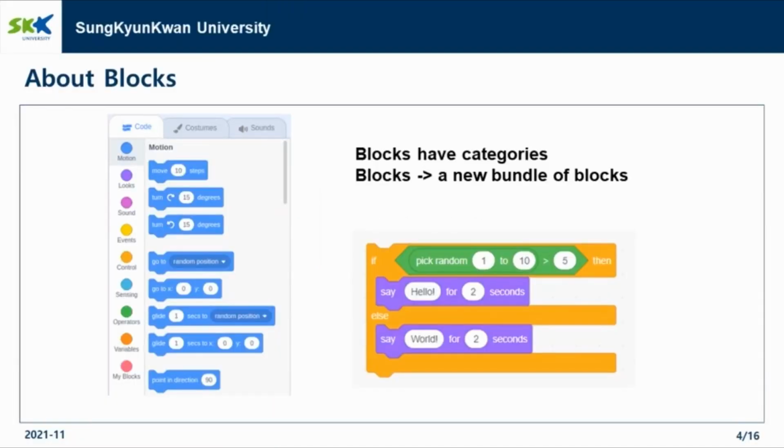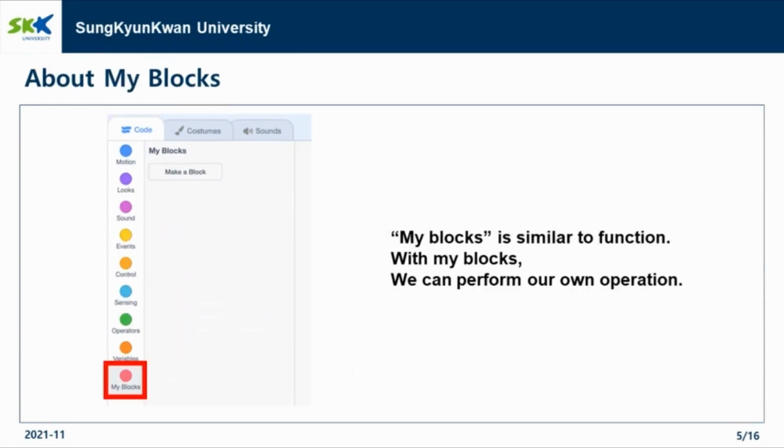We have to remind ourselves about blocks before learning myBlocks. We learned several blocks in the last lectures. For example, we learned the motion block and looks block. Using the motion block, which is blue, we can control the behavior of our sprites. Also, we can change the appearance of them by using the looks block. Of course, we can mix these blocks together and make a new bundle of blocks like this. We can define this bundle of blocks into a myBlock.